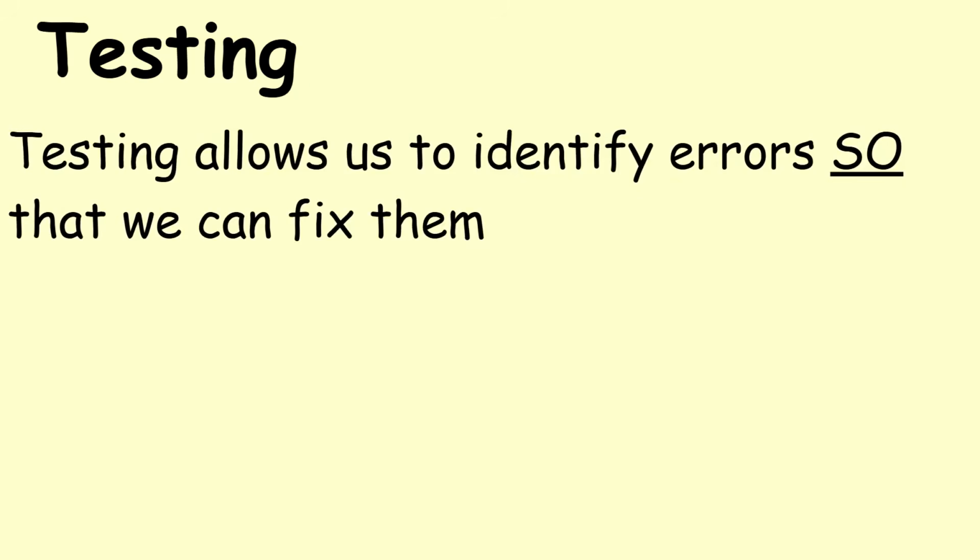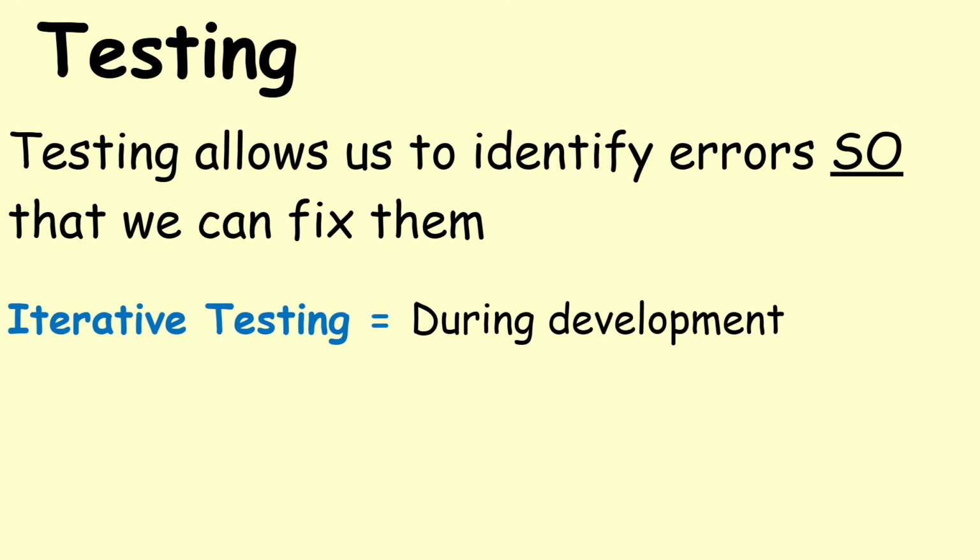Testing allows us to identify errors, but most importantly, so we can fix them. If it asks you why we test our program and it's a 2-mark question, don't just put to identify errors. Why do we do that? It's so that we can then fix them. And we've got iterative testing, which is done during development, so it happens multiple times. You might create a bit of your program, test it, create some more, test it. It happens throughout development.